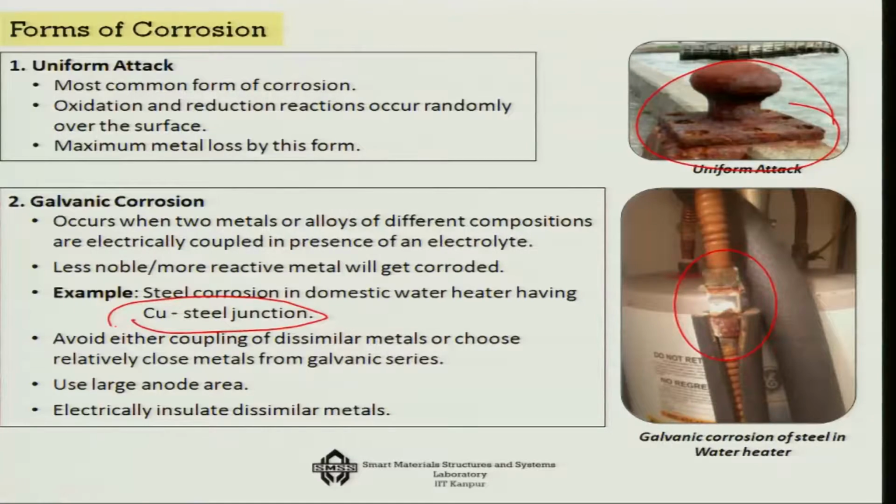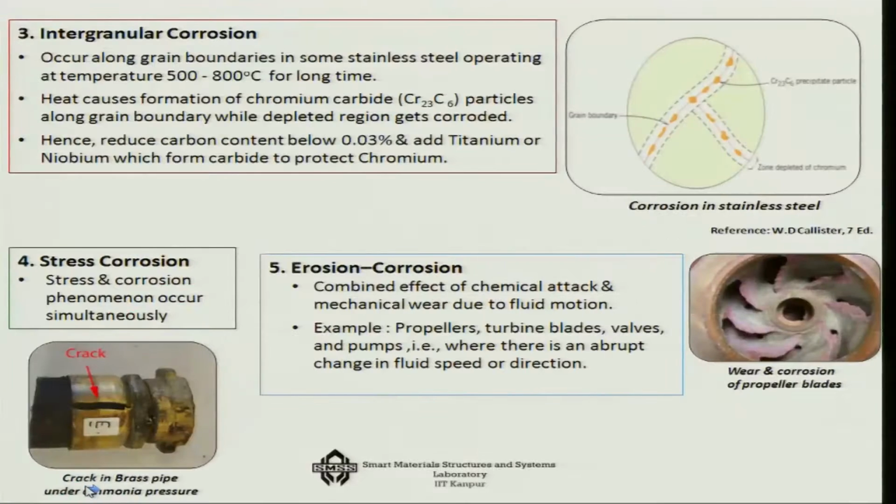They come in close contact with each other due to mechanical actions, and the moment that happens, there will be a kind of cell formation. One will work like a cathode and the other will work like an anode, and as a result there will be continuous corrosion of material from one to the other. So, this is galvanic corrosion. This happens because of very specific applications where dissimilar metals or materials are in contact with each other.